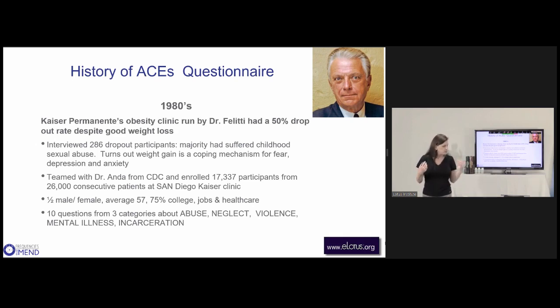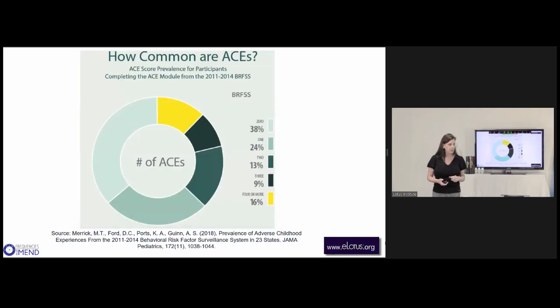So now you've got these people coming in, with an average age of 57, and they came up with 10 questions in 3 categories about abuse, neglect, violence, mental illness, and incarceration. They were able to find out what was actually going on with these average employed, college educated, middle-aged people. Here's what happened when they did that study.